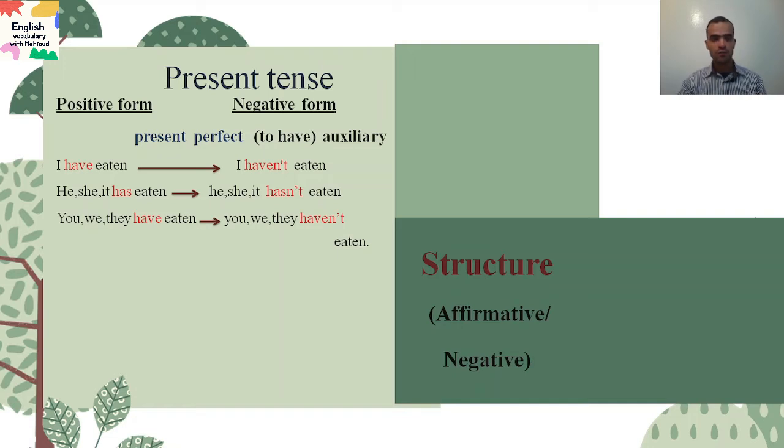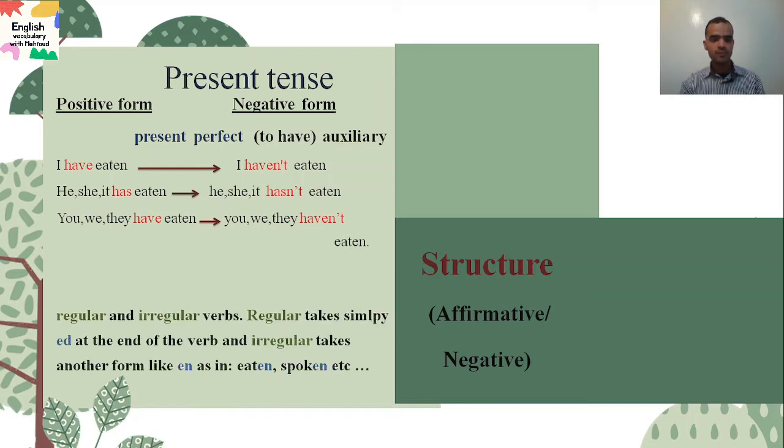The last one is you, we, they have eaten. This is the affirmative form. You, we, they haven't eaten. This is the negative form. And you have to remember something: the auxiliary to have must be included in all perfect tenses in English, including the present perfect. There is a note here I would like to shed light on and get your attention to.